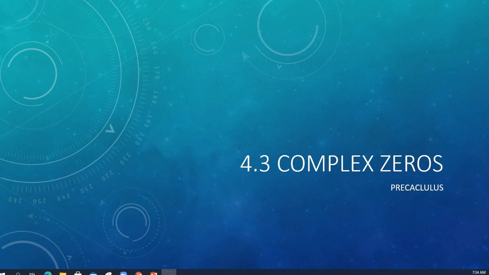Okay, so 4.3 focuses on complex zeros. So the first thing we need to talk about is the definition of a conjugate.